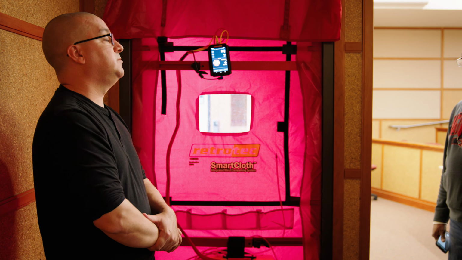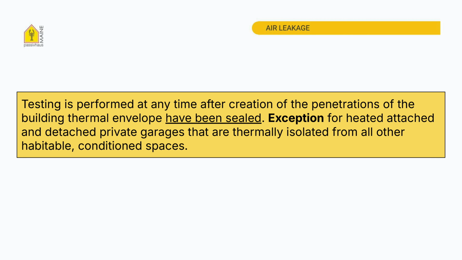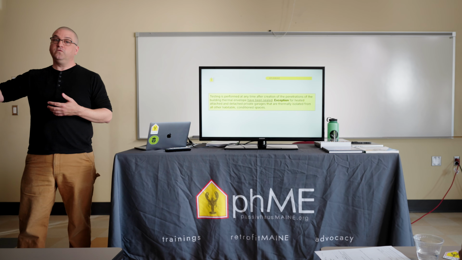As far as the code enforcement officer is concerned, usually it's just the last thing you do before you get the building occupancy permit. So right at the very end, which is really problematic, because if I come in to do a test and find that it's over 3 air changes per hour, now you've already sealed everything up. Now you've drywalled everything.